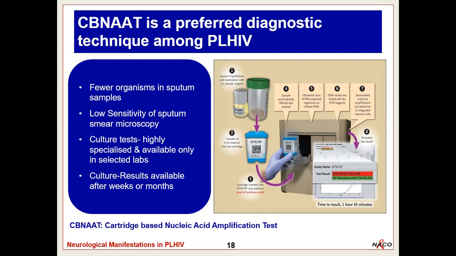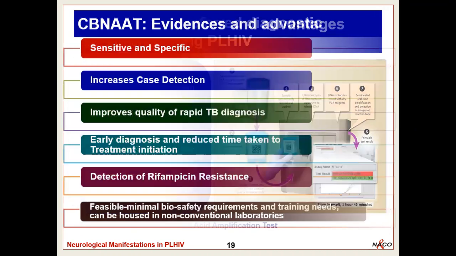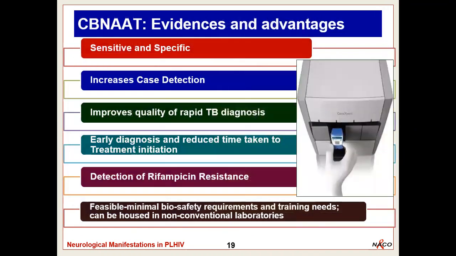So CBNAAT is something which was a game changer. Next slide, please. It's quite sensitive and specific. It increases the case detection because it gives you results quickly. It's easy to do, improves the quality of rapid diagnosis, early diagnosis, and reduces time taken to treatment initiation. It can tell you the rifampicin resistance also. And yeah, it's feasible, not much of biosafety requirements.